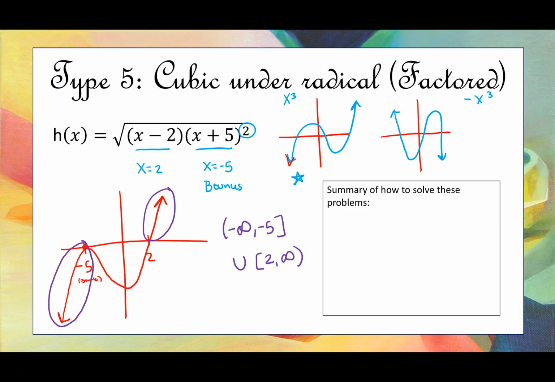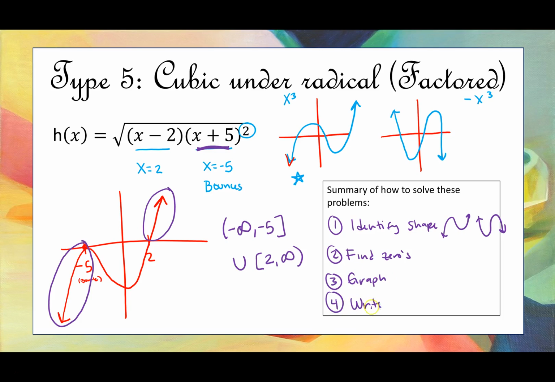All right. So a quick summary of how to solve these problems would be to identify shape. Okay, and what I mean by that is, is it going to be this or is it going to be that? Find the zeros. Okay, and we find that by basically doing the opposite of this, or saying it equal to 0. Graph, and then you want to write the interval where it is above the x-axis. Okay, all right, get that down.